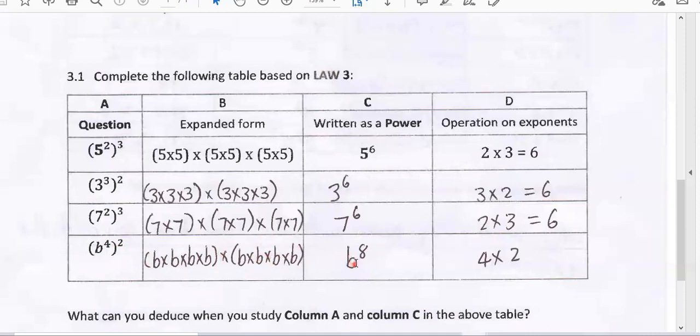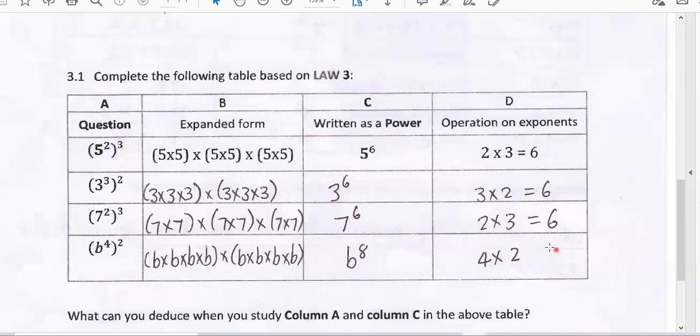Now written as a power, we have b to the power of 8. How did I get b to the power of 8? I multiplied the exponent inside the brackets by the exponent outside the bracket. So it was 4 times 2 to give me an answer of 8. We missed the 8 on this part. So it should be 4 times 2 to give you an answer of 8. Sorry for that mistake.